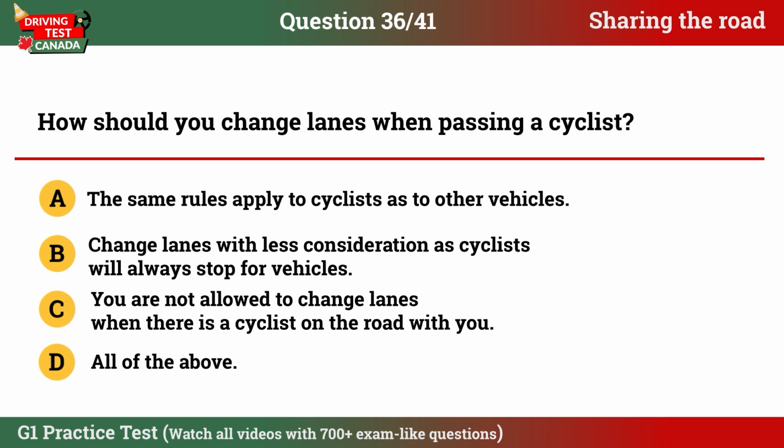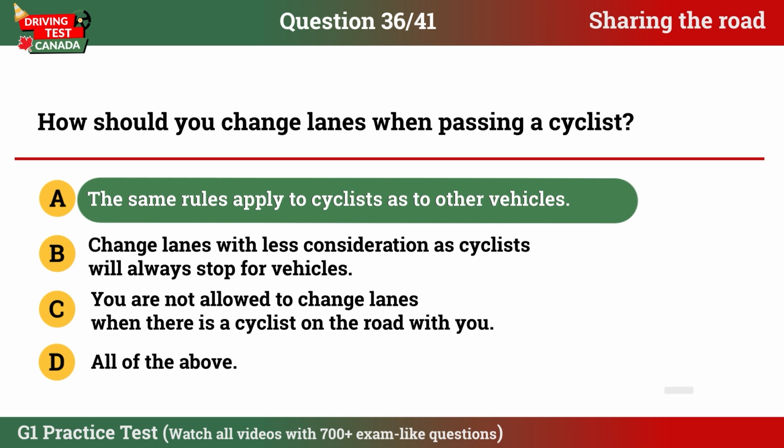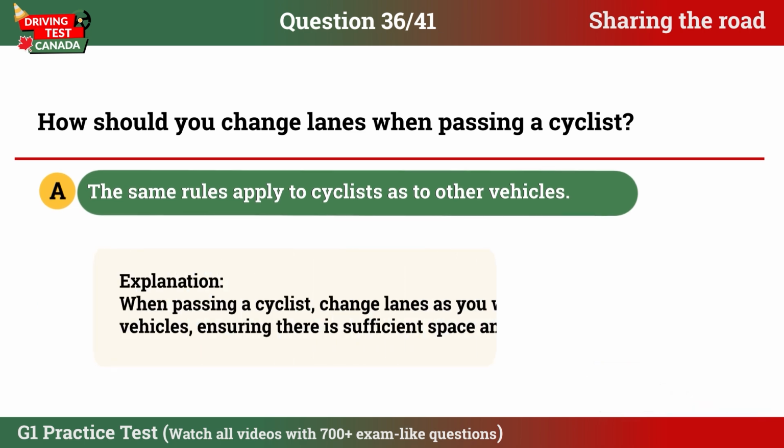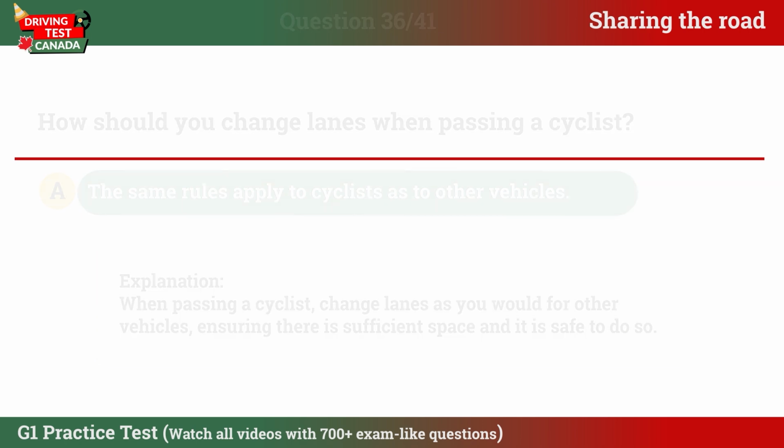The correct answer is A. The same rules apply to cyclists as to other vehicles. Explanation. When passing a cyclist, change lanes as you would for other vehicles, ensuring there is sufficient space and it is safe to do so.